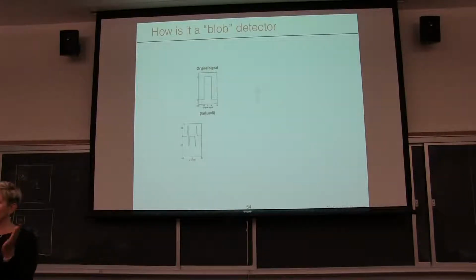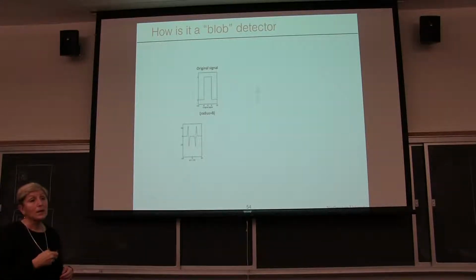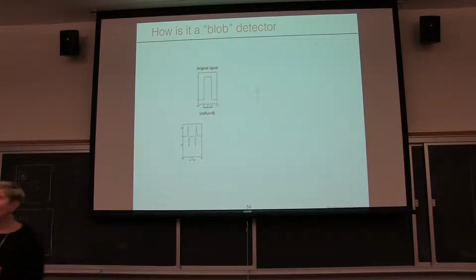So think of a 2D image. I'm looking at one row of that image. I plot the gray level values, and this is what I see. So you can think of this white dot of radius 8, where I'm just looking at the diameter of that dot.